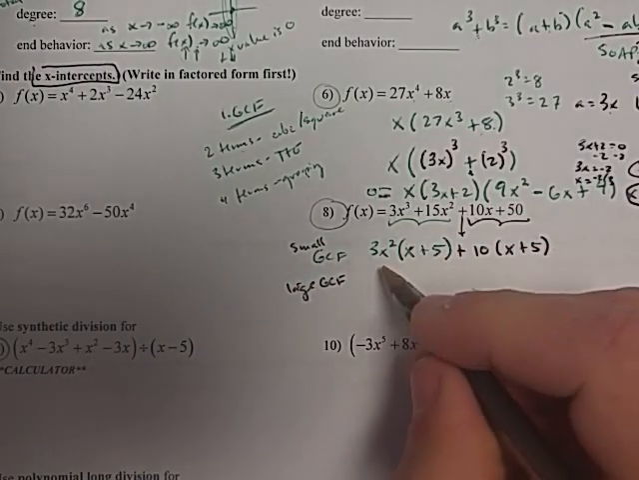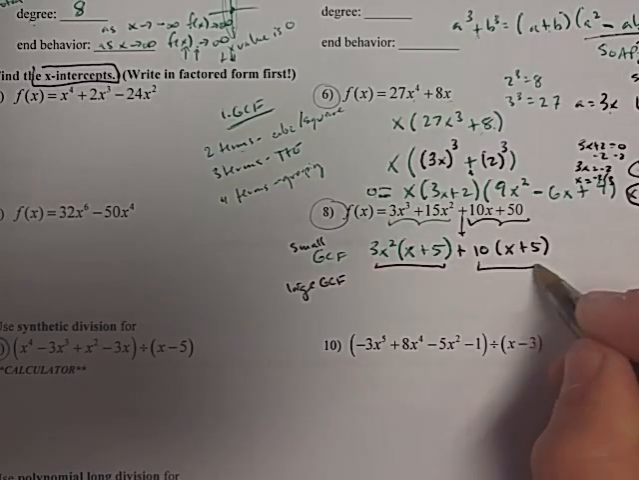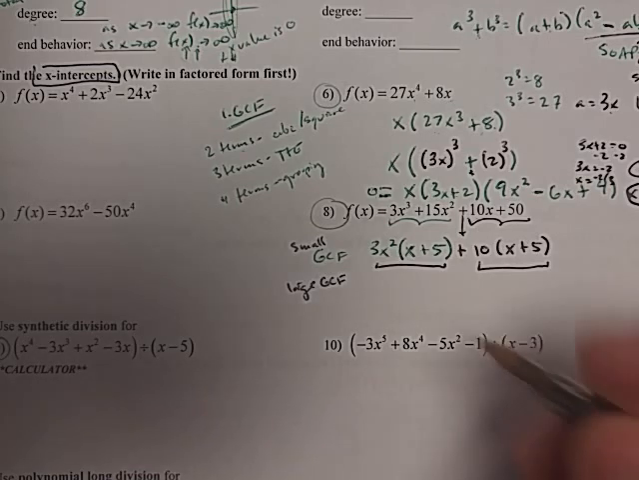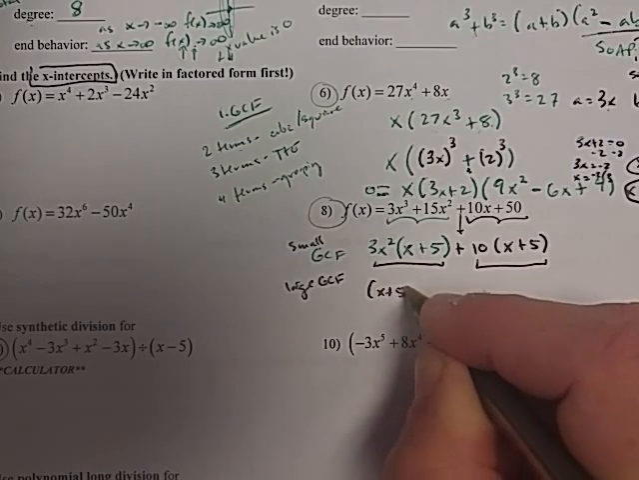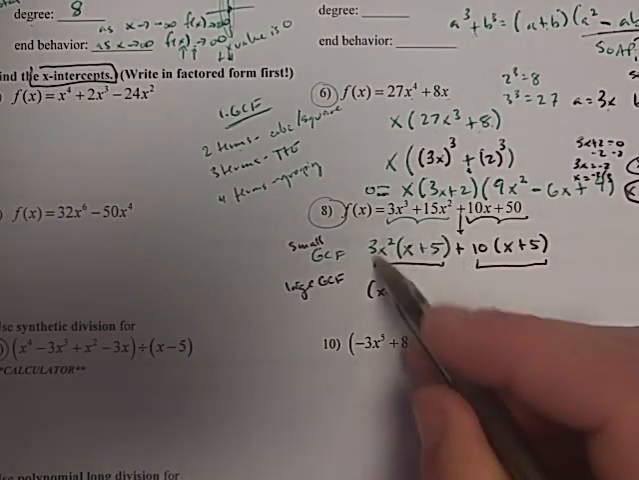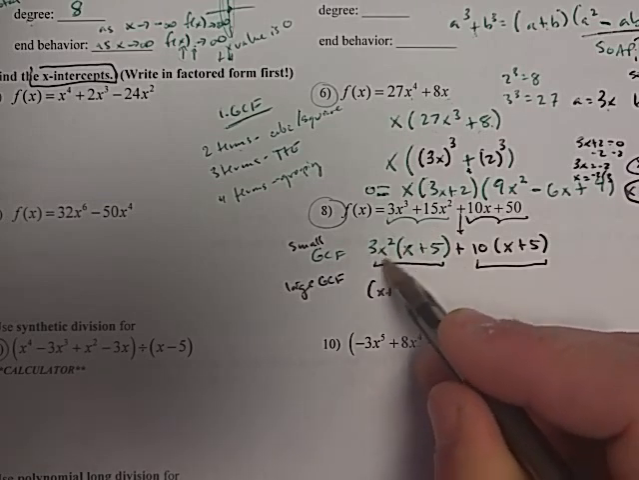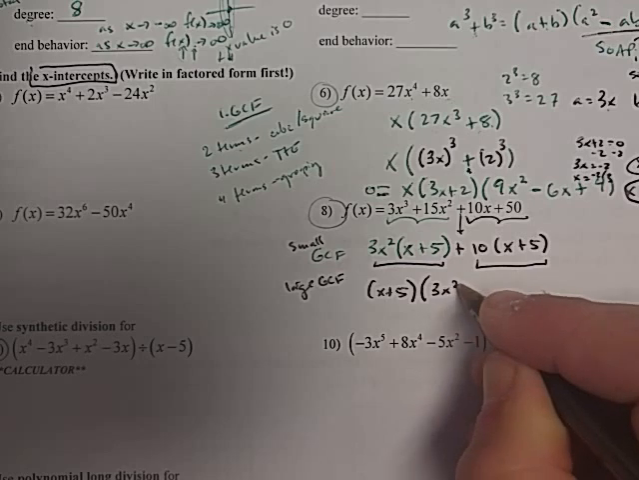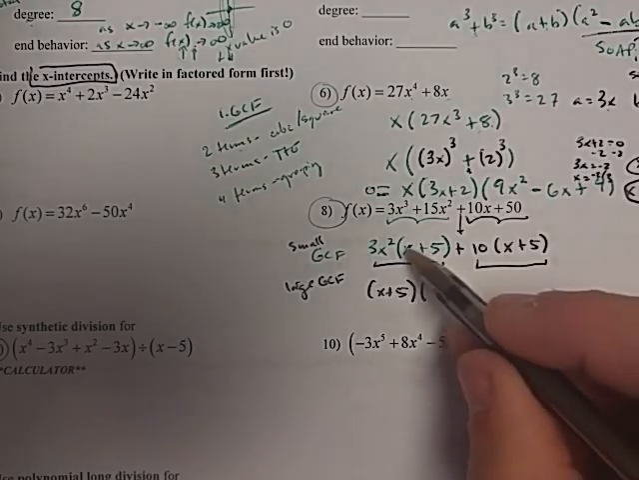The next step is we're going to take a large GCF. Between this term and this term, there is something that they have in common. They have in common x plus 5. So I can pull out, as a GCF, the x plus 5. And what I'm left with then, to get this term, I did x plus 5 times 3x squared. So right here I need to put 3x squared.